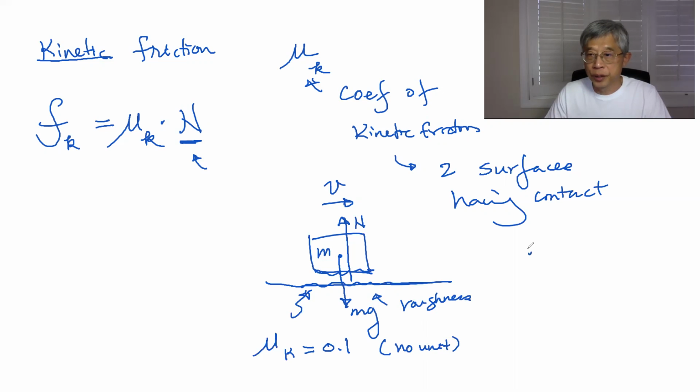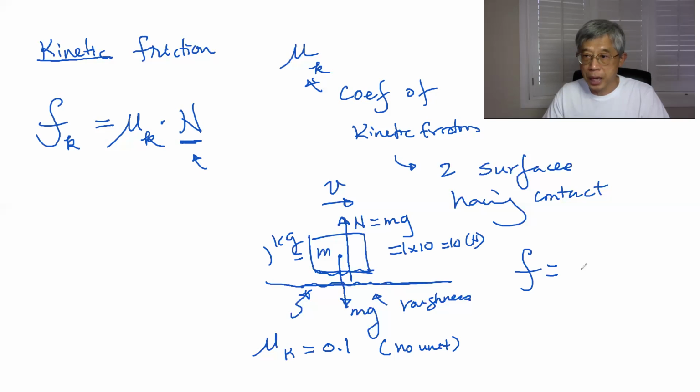And for the friction, let's say m is equal to 1 kilogram, okay? And the normal force is equal to mg here, so that's equal to 1 times 10, which is equal to 10 Newton. So the kinetic friction F k is equal to mu k times n. And mu k is equal to 0.1, and n is equal to 10. So that's equal to 1 Newton, right?